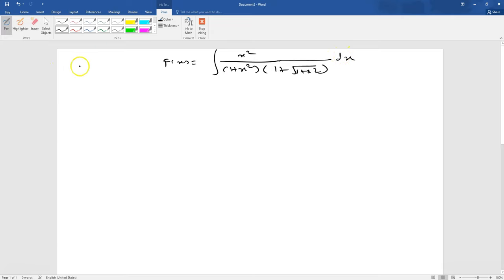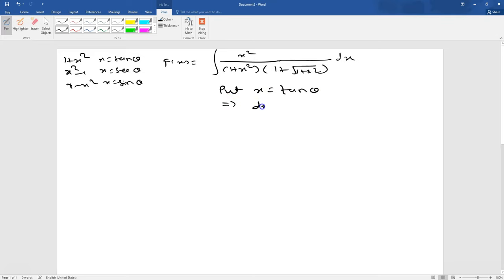Now what are the substitutions? If it is 1 plus x square, x is tan theta we need to put. If it is x square minus 1, x is equal to sec theta. If it is 1 minus x square, x is equal to sin theta. Remember these substitutions. So here put x equal to tan theta. When you put x equal to tan theta, this means dx is equal to sec square theta d theta.